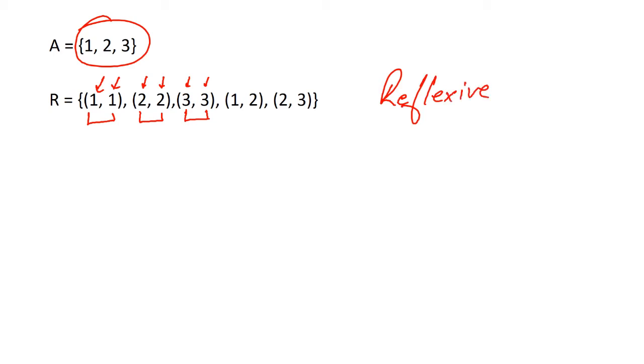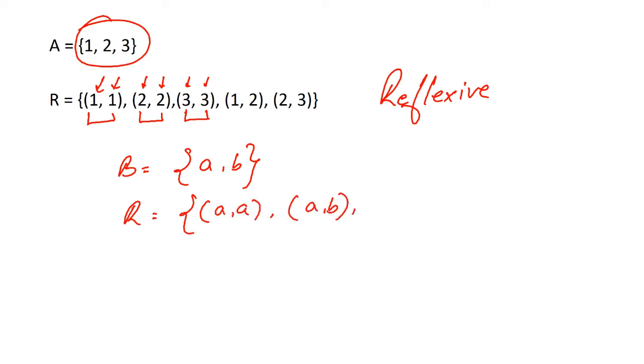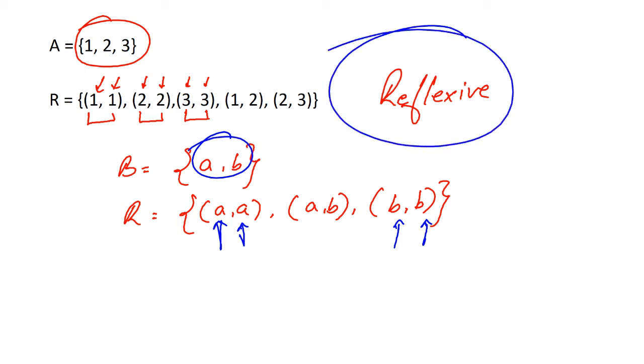And here is another example, B = {a, b}, and if I define a relation on this as R = {(a, a), (a, b), and (b, b)}. In this relation also, you will find a is related to itself and b is also related to itself. All elements of B are related to themselves in the given relation, and hence this is also reflexive.